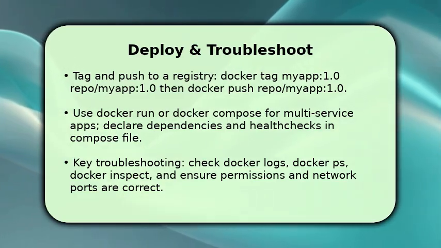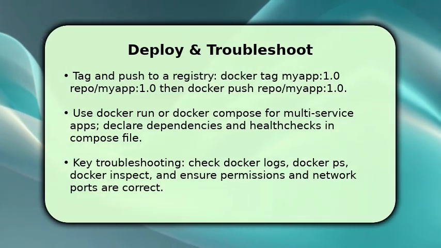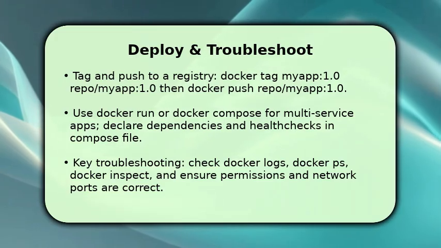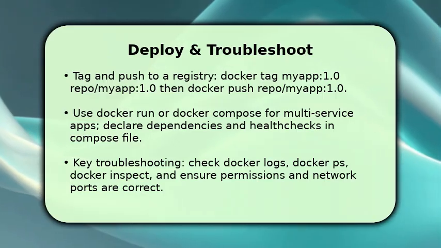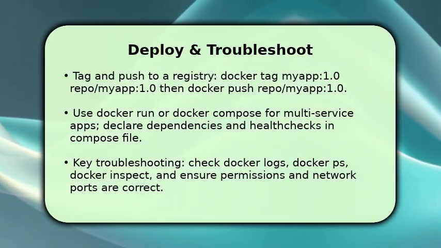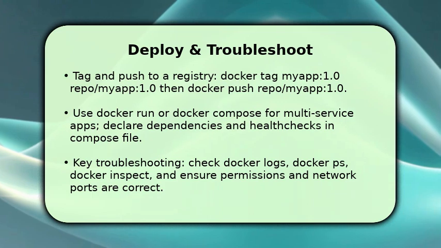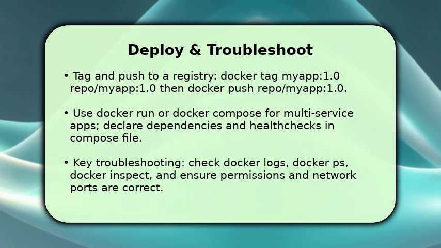Once deployed, validate with docker ps and curl the mapped port. If things go wrong, check container logs and inspect metadata. A common issue is file permissions or wrong working directory. Make sure the JAR is executable and the entry point path matches.